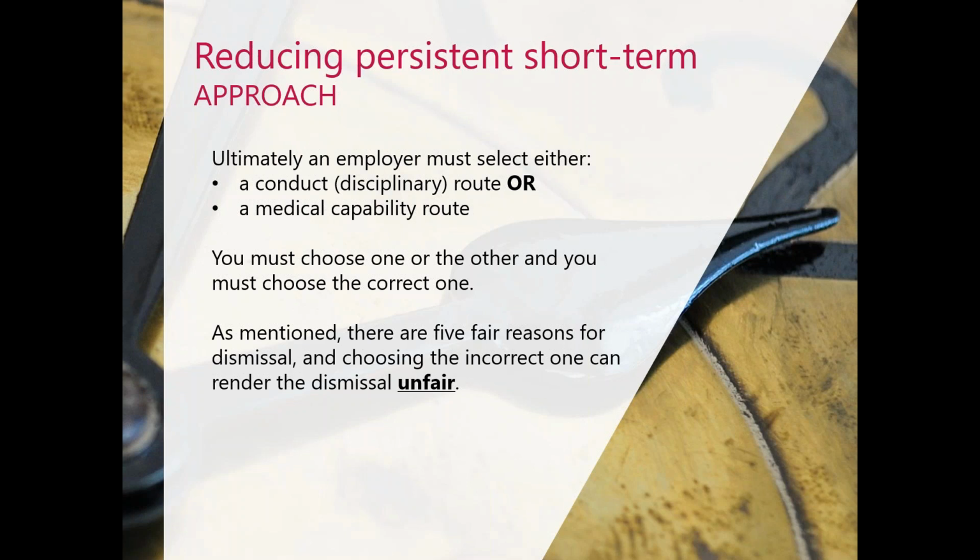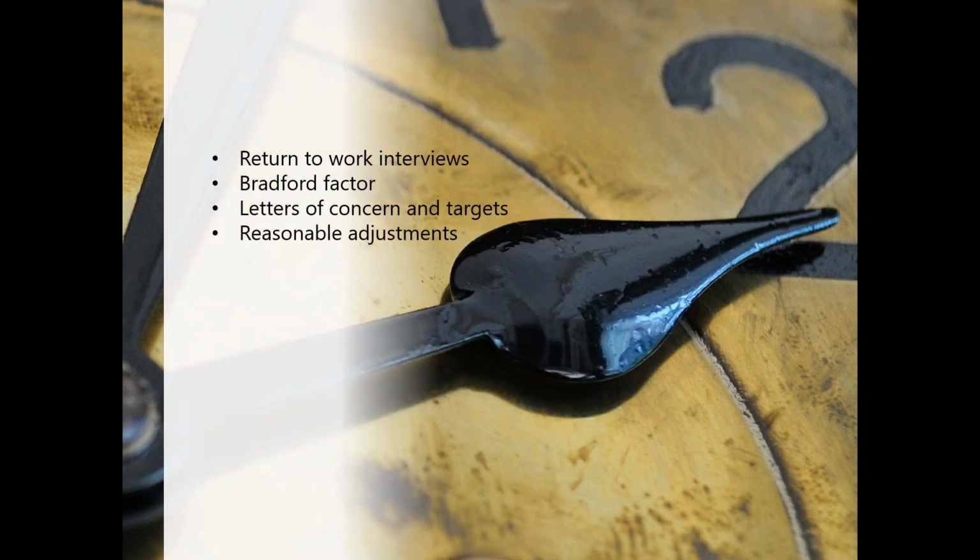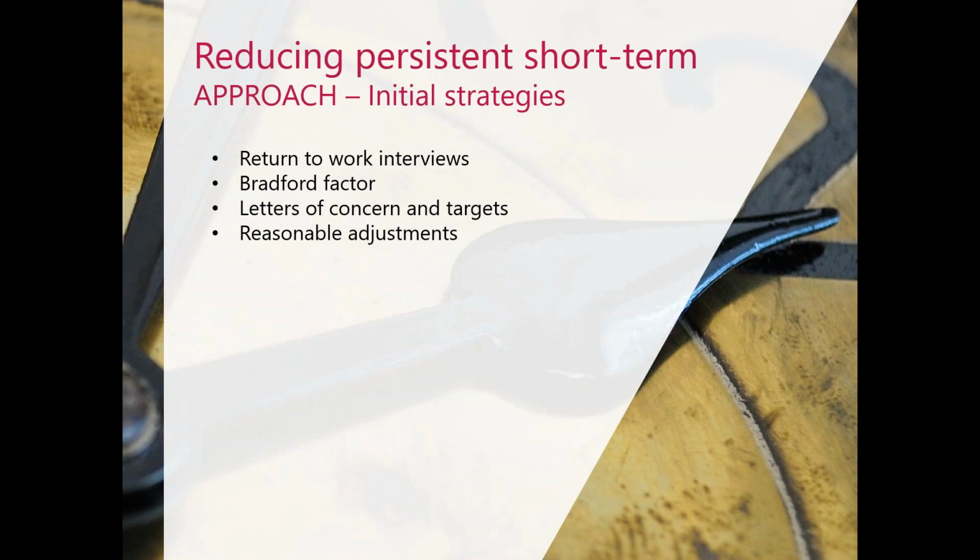Now, when we're dealing with short-term absenteeism, we're potentially embarking down either a dismissal for conduct or a dismissal on the grounds of capability. A dismissal for conduct, we're looking at a disciplinary route. And a dismissal for capability, and usually with absenteeism, we're looking at medical capability. So as I said, you must choose one or the other. In order to establish which route is most appropriate, you will have to have an initial conversation with your employee, because you have got to do the groundwork to establish what's going on in the background. Burden of responsibility is on you, folks, I'm afraid.